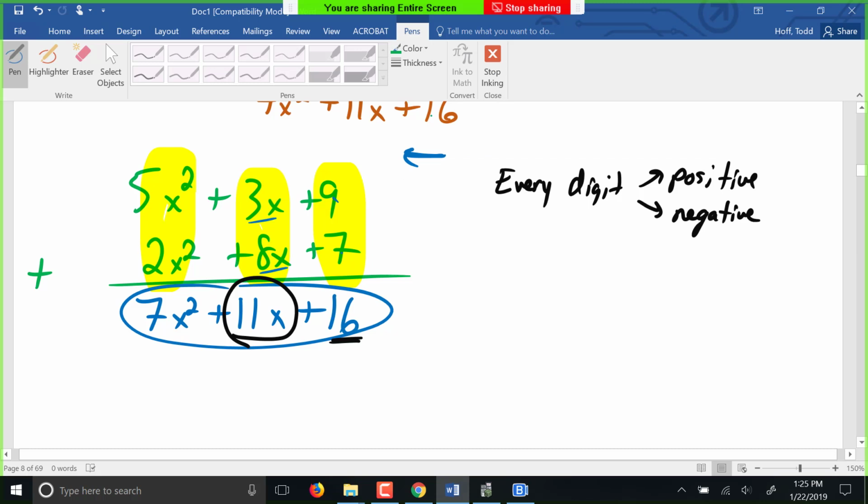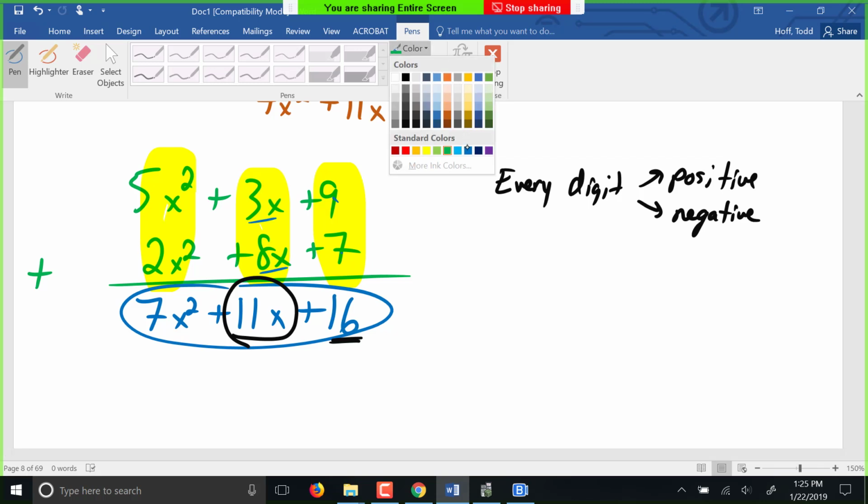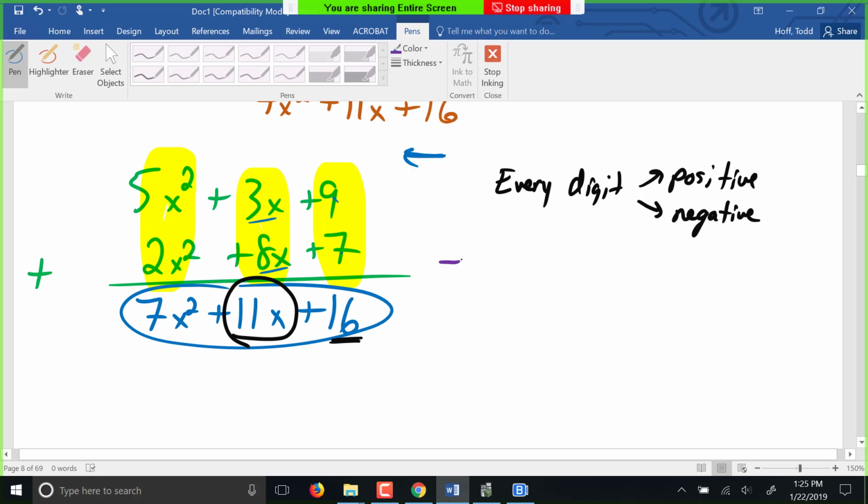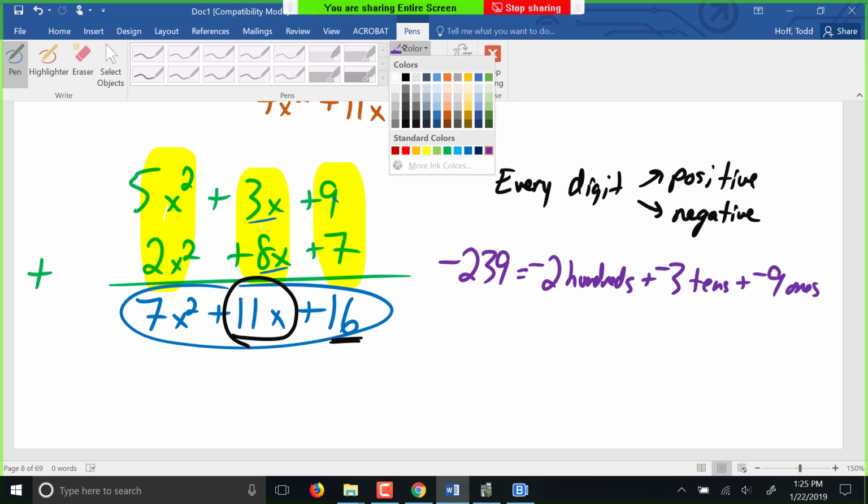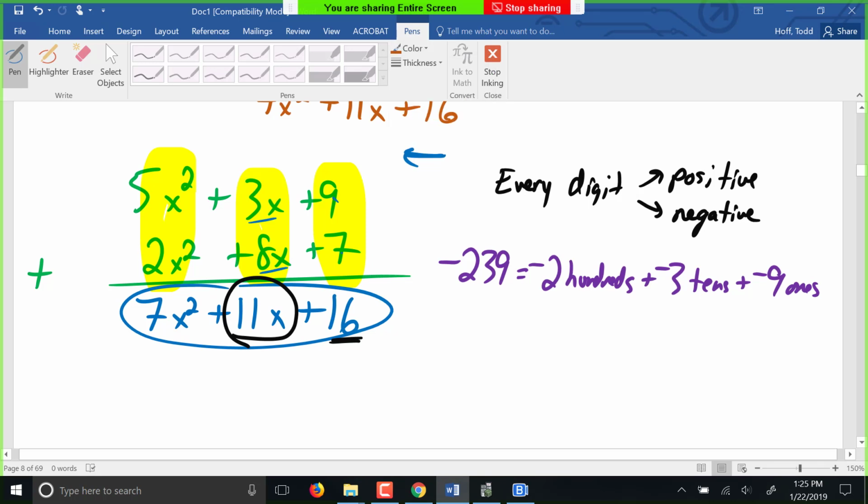What do I mean by that? Well, if we have negative 239, that's a negative 200s and a negative 3 10s and a negative 9 1s. Every digit is negative. However, in an algebraic number, it's possible to have 5x squared, a negative 3x, and a positive 12. Each digit in an algebraic number can be positive or negative on its own.